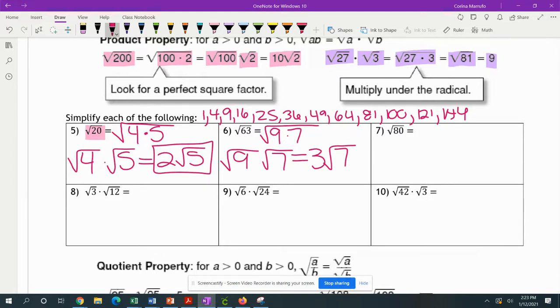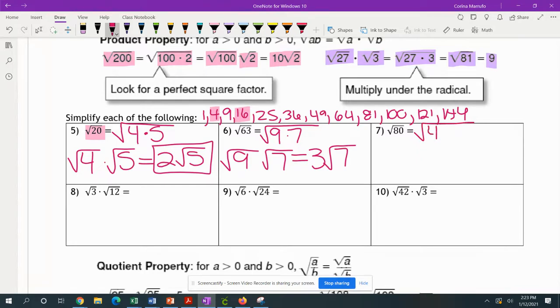All right, next we have 80. So on here we have 1, 4, 9, 16, 25, 36, 49. The one that is going to divide, we actually have 2 numbers. We have 4 and we have 16. You need to pick the greatest one. So your greatest one is going to be the 16. Okay, I'm going to show you why you can't pick the 4. Well, you can pick the 4, but it's going to be way more work.